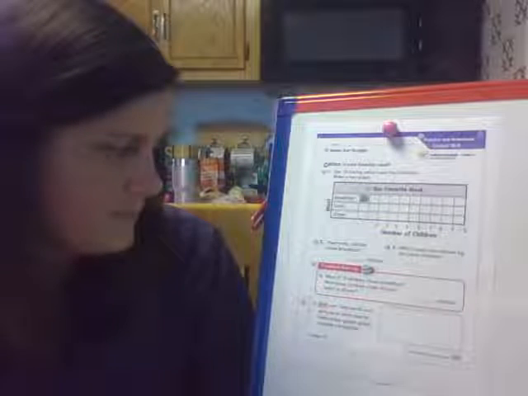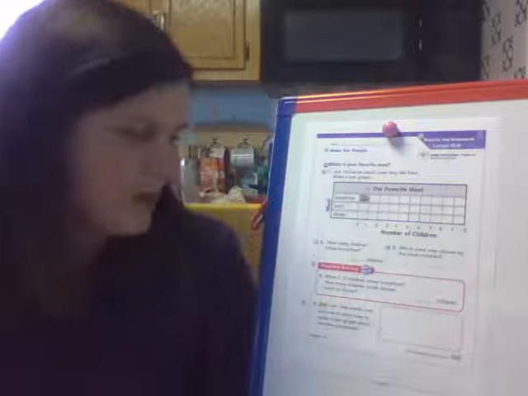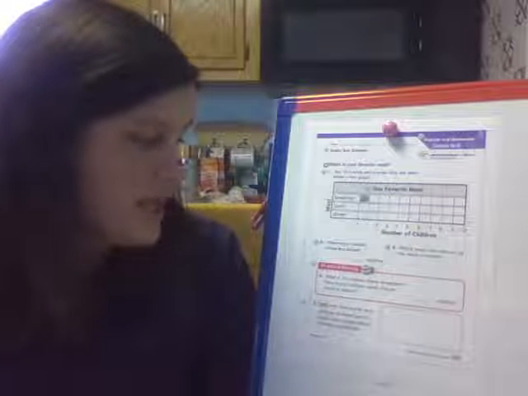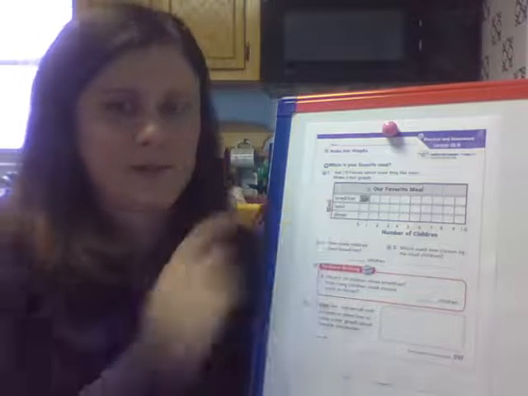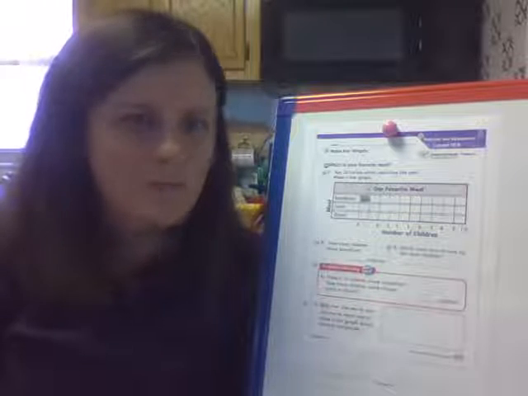Number 4, what if 10 children chose breakfast? How many children could choose lunch or dinner? Now, this one is going to have you thinking. It's our problem solving. If I did my graph, and on my graph, I had 10 people. My whole family just loves breakfast too. 10 people chose breakfast. Then how many people could pick lunch or dinner?